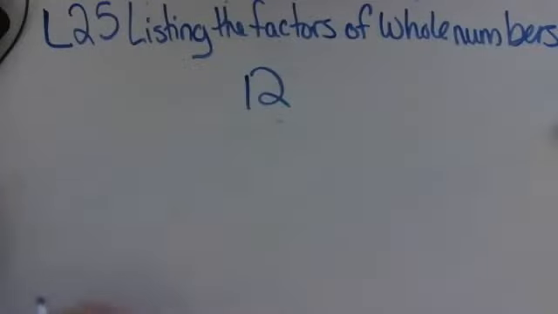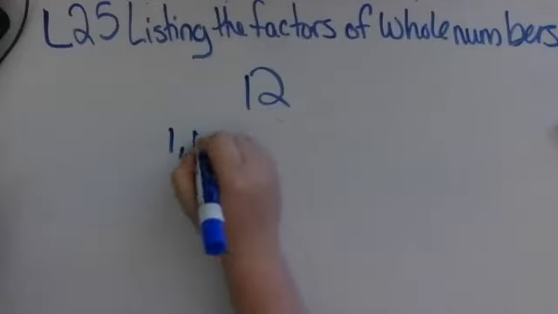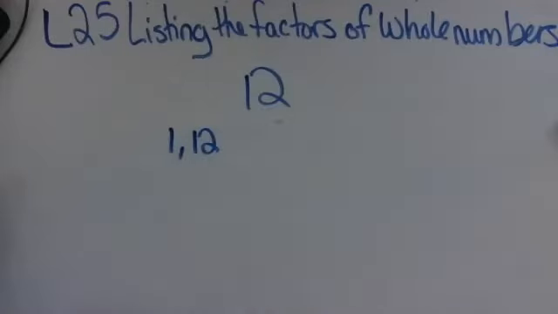Now, the first two you can do for every single number in the world is 1 and the number itself. Always write those ones first because people always forget them. 1 and the number itself. Every single number, no matter what. Then I look into other numbers.